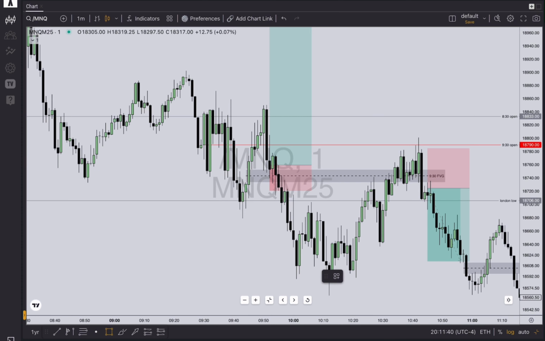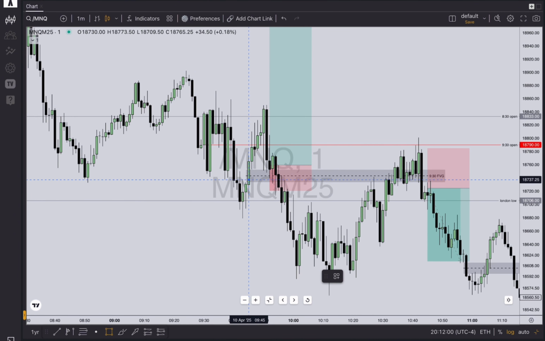So here we sweep the London lows. It's 9:42, and then 9:45 is where I start to look for my setup. We push up, we break structure here, right? And this is the 9:30 fair value gap as well. We retest into that. That's where my entry is. Honestly, I did enter this. I scaled into this entry.